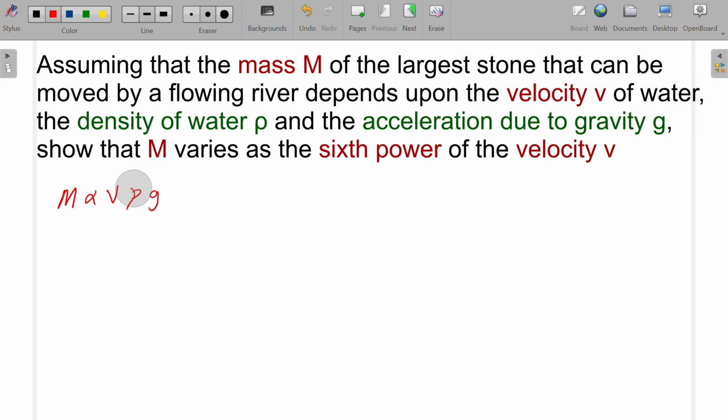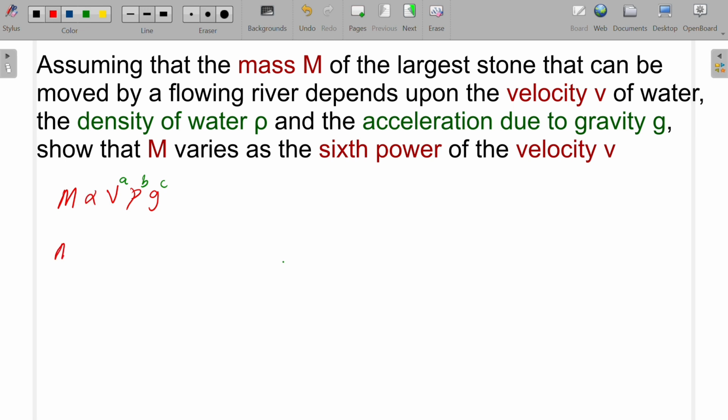We can pick any letters. I'll pick a, b, and c. So I'm going to give v the power of a, rho the power of b, and g the power of c. So that's the first step. The next step is to replace the proportionality with an equal sign and the proportionality constant.